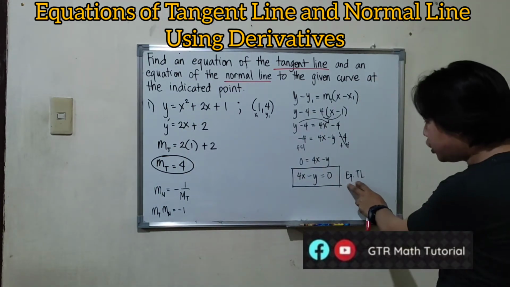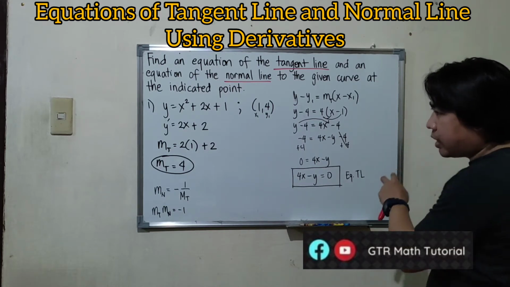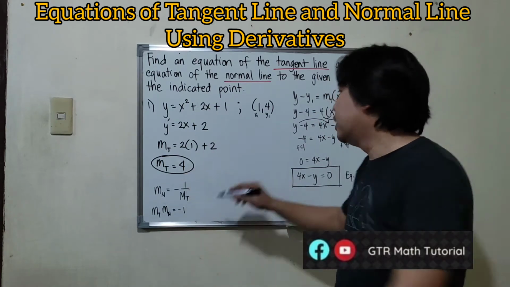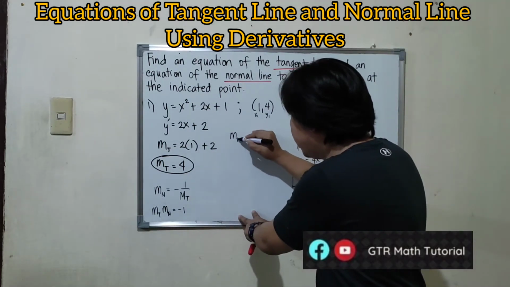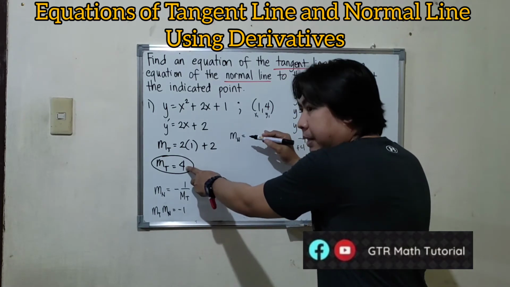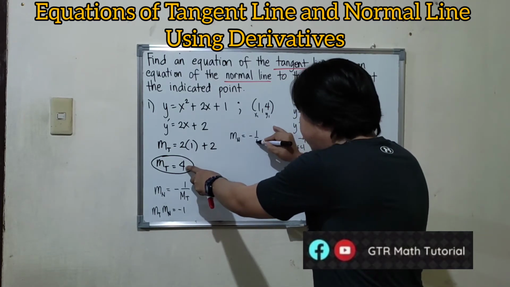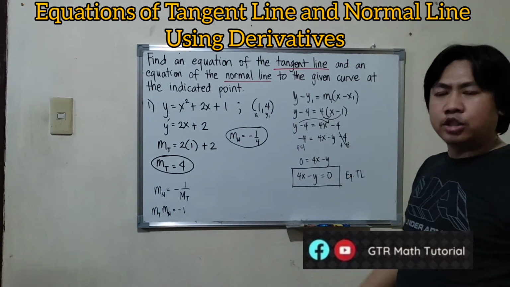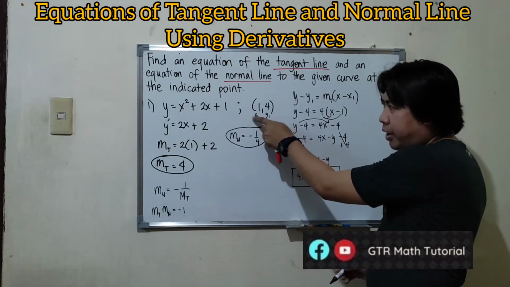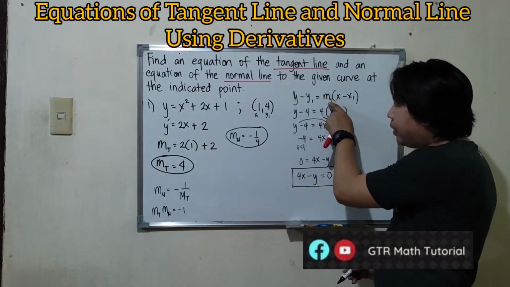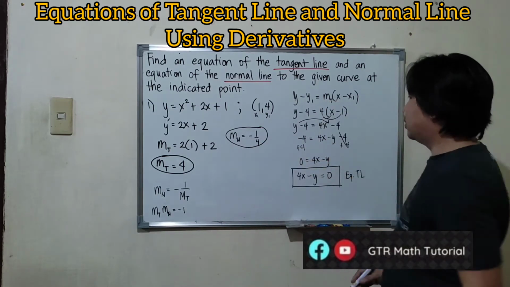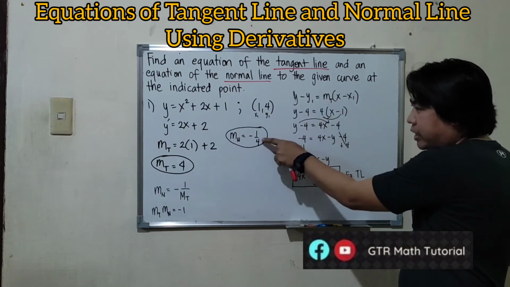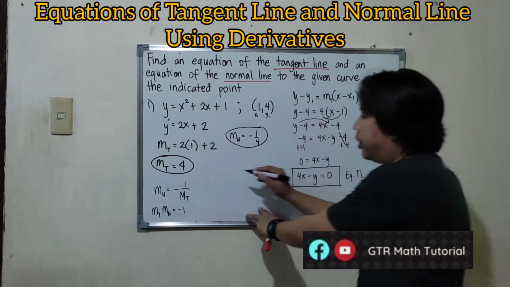Okay, so this is the equation of the tangent line. Now let's find the equation of the normal line. The slope of the normal line is the negative reciprocal, so it is negative reciprocal of 4, that is negative 1/4. This is the slope of the normal line. We're going to use the same point, x sub 1, y sub 1, but this time we will use the slope of the normal line. So just substitute m sub n, which is negative 1/4.